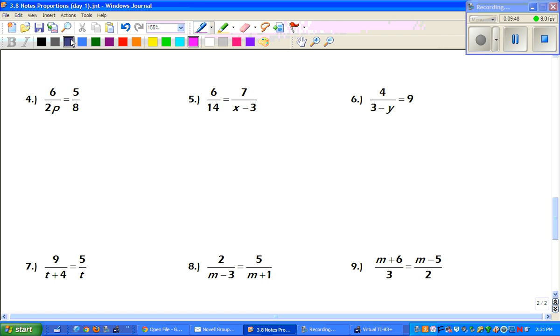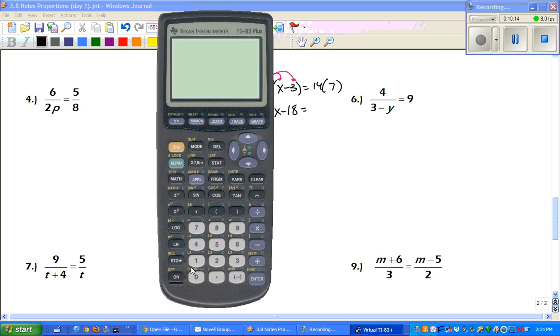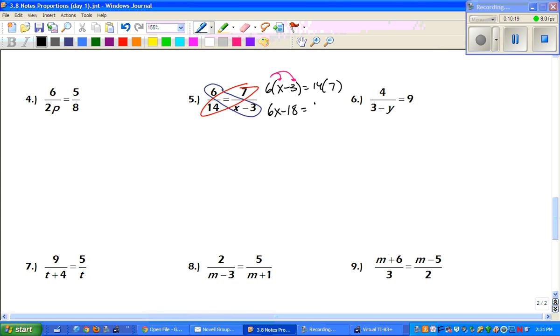Let's do that together. Okay, so I'm going to cross multiply. 6 times (x minus 3) equals 14 times 7. Distribute, and we get 6x minus 18 equals, I don't have my multiplication chart out, so let's do this real quick. 14 times 7, 98. Okay, and now all we gotta do is solve by using SADMAP.